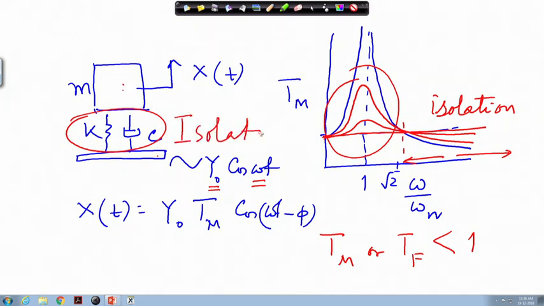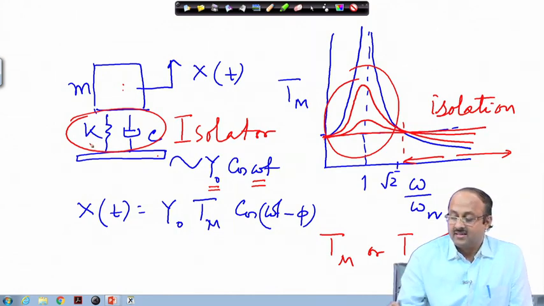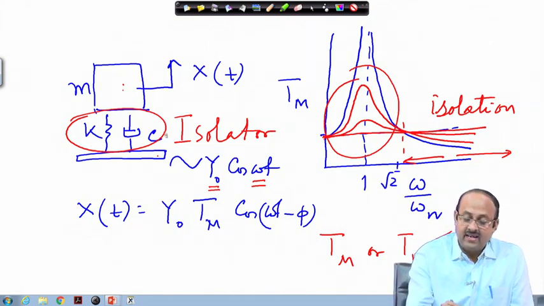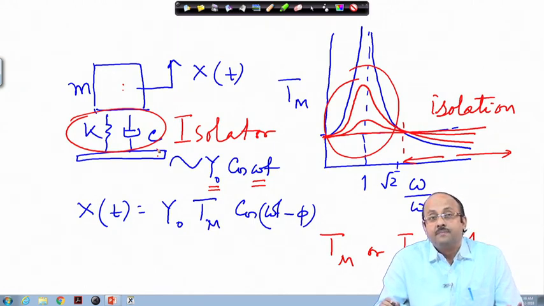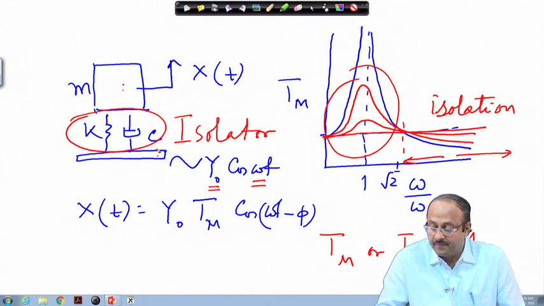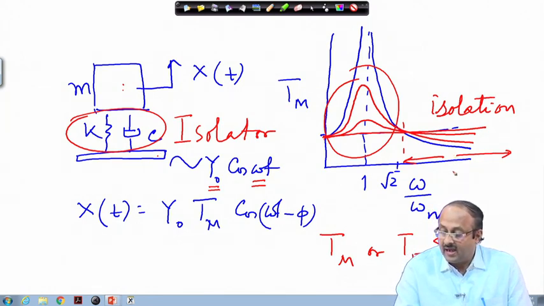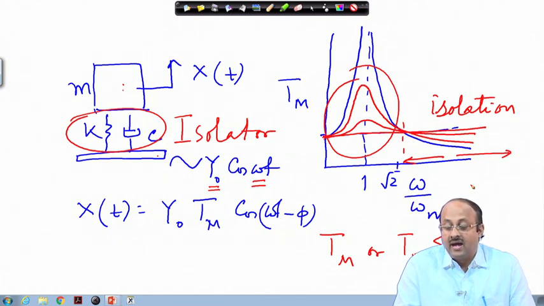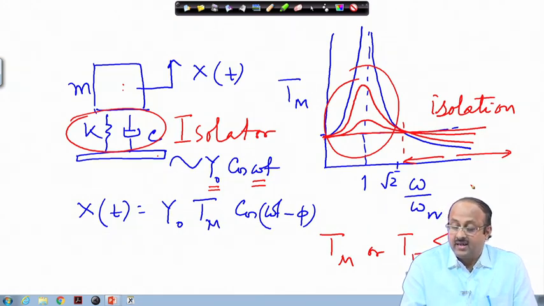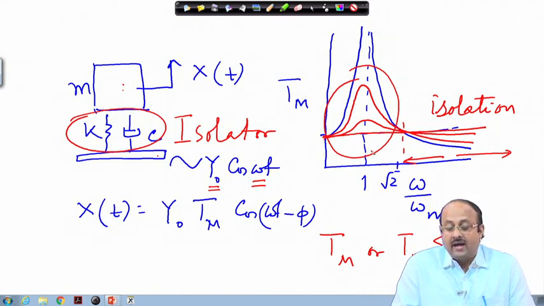So, isolator design is quite important, because for a given value of m, the k has to be designed so that the isolation is proper, and c has to be designed. Now, designing with the proper value of c is quite interesting and quite difficult as well, because c plays a double role here. In the high frequency region, we do not require a high amount of c, whereas in low frequency excitation, we want to have a high value of damping.